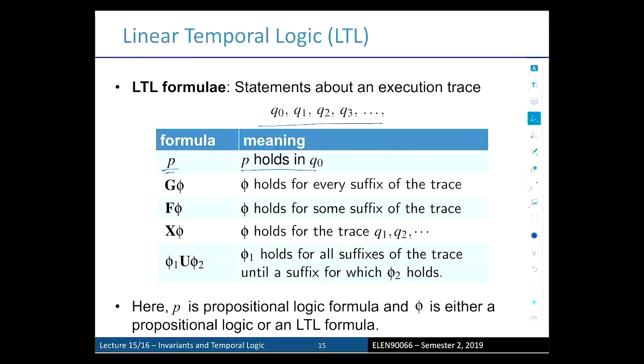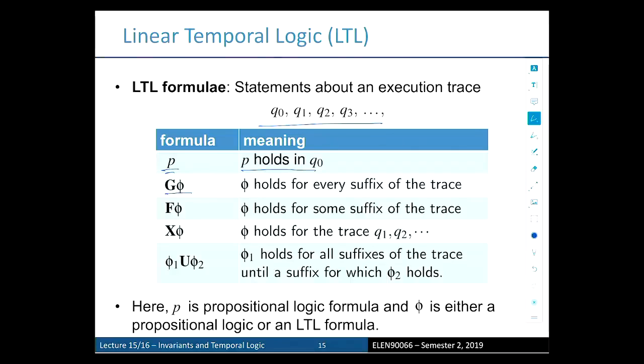G stands for globally, F stands for finally, X stands for next, U stands for until. Now let's see what each of these things means, because this is the most important slide of this lecture. So if we say G phi, we are saying that phi holds for any suffix of the trace.